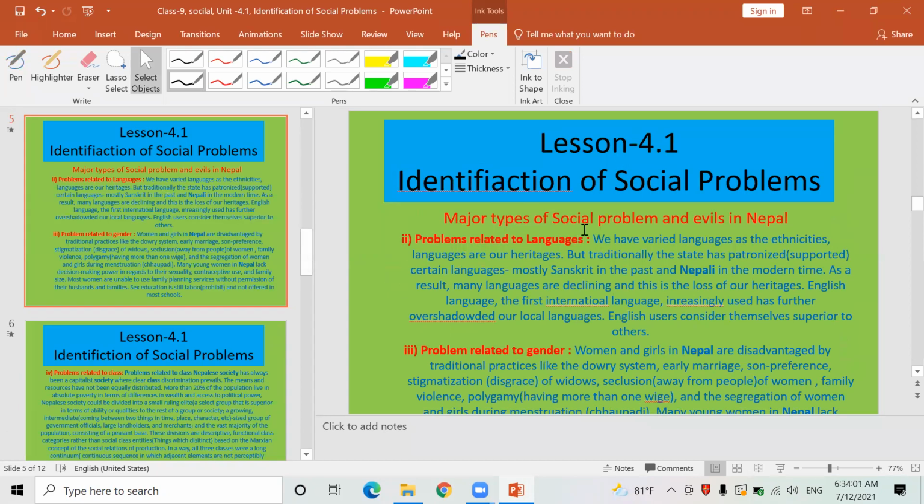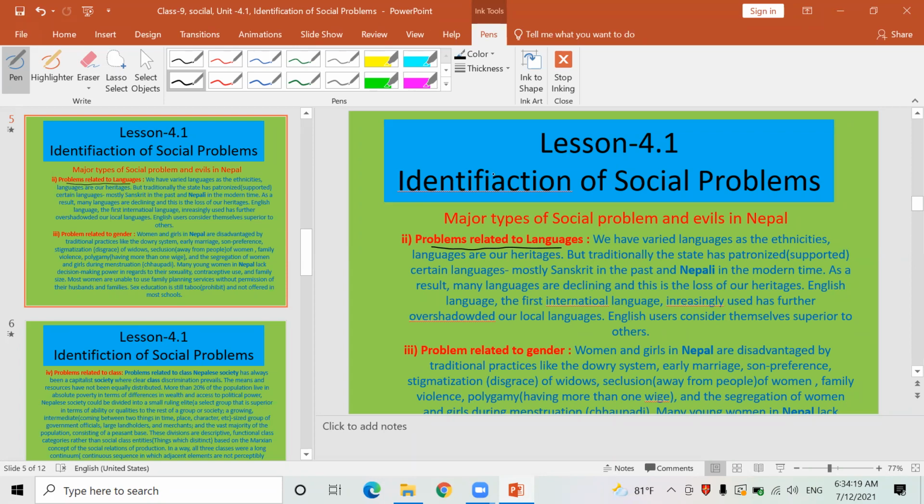Look here, major types of social problem, evils. We are discussing that. Now let's talk about the next type of social problem. If you look here, problems related to language in our Nepal. One social evil is there.